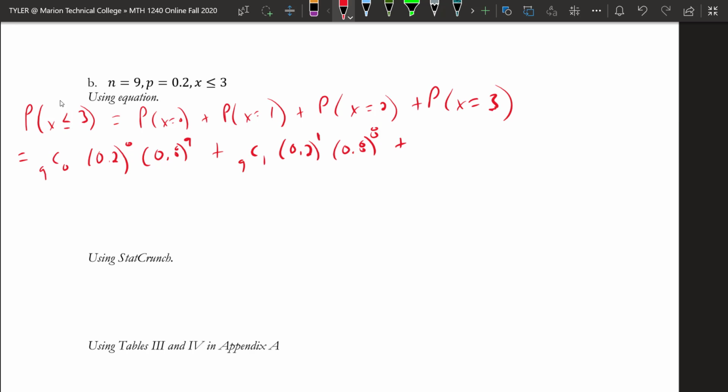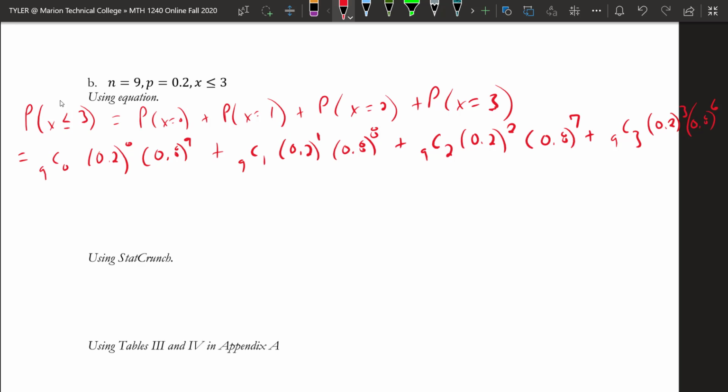And then we need to find the probability that x equals 2, which would be equal to 9 choose 2 times 0.2 raised to the 2nd power, because there's 2 successes, and this would be times 0.8 raised to the 7th, because that means there would be 7 failures. And then we'd have plus the probability that x equals 3, which would be 9 choose 3 times 0.2 raised to the 3rd power times 0.8 raised to the 6th power, right? Because there'd be 6 failures then.